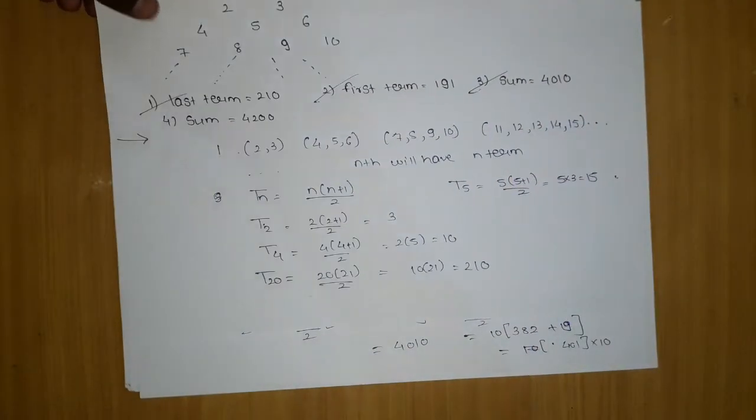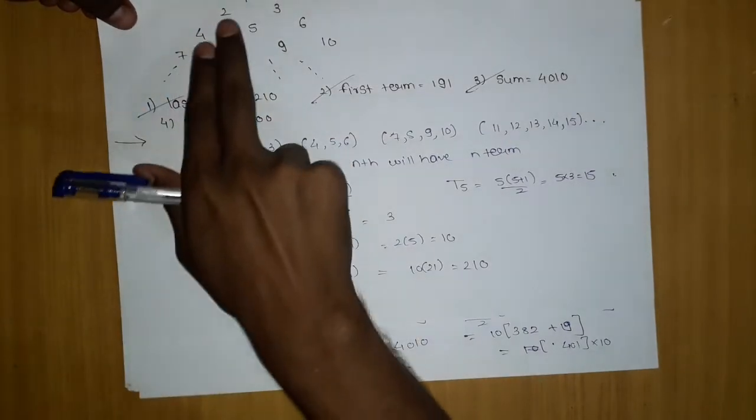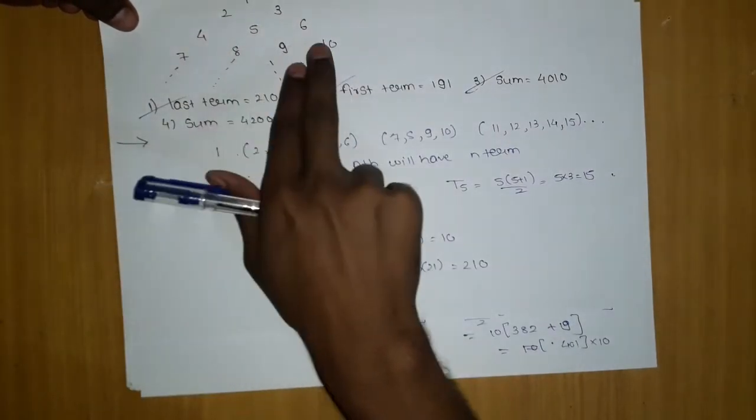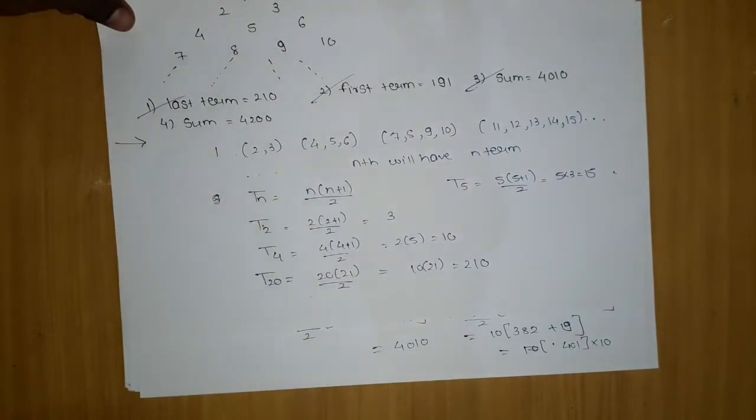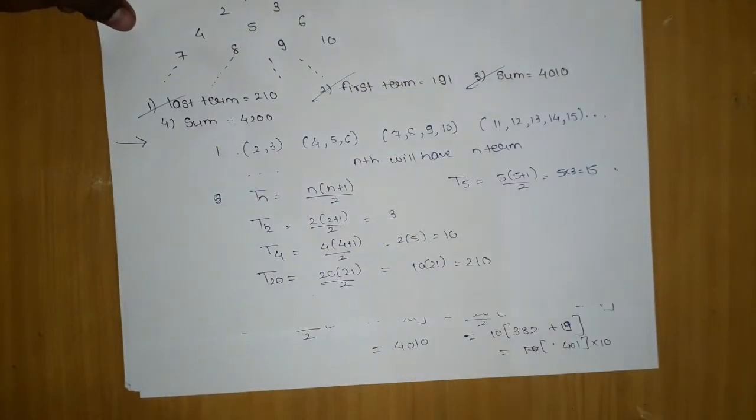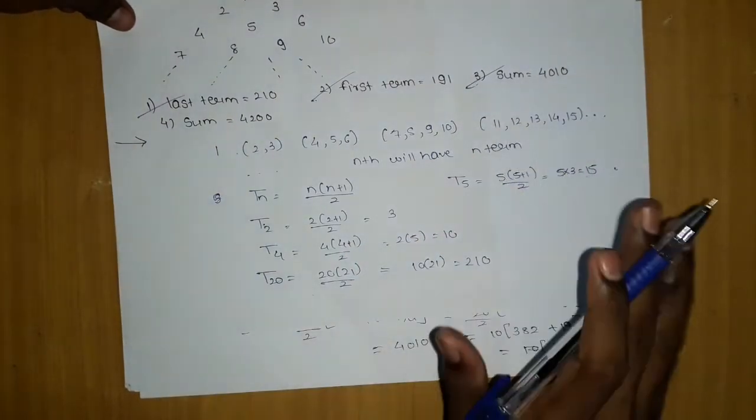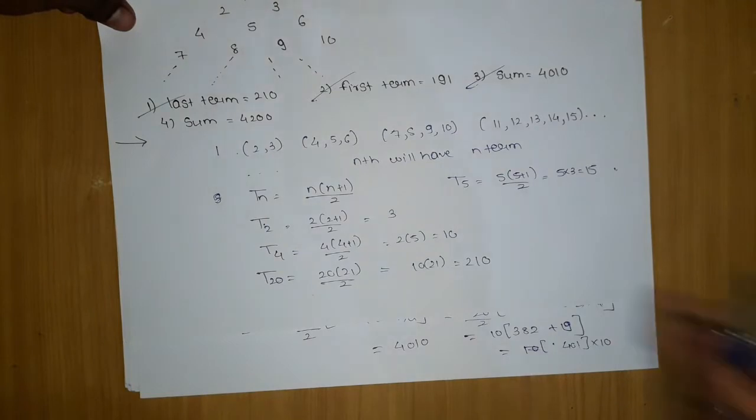So hope you have understood what we did. We identified first row has one term, second row has two terms, third row has three terms, fourth row has four terms, five row has five, so the 20th row will have 20 terms, and then we generated a general pattern that n row will have n terms. We know the sum of n terms no matter where it starts, like here it is starting from 11, doesn't matter, there will be n terms. Okay, and I know the sum of n terms.